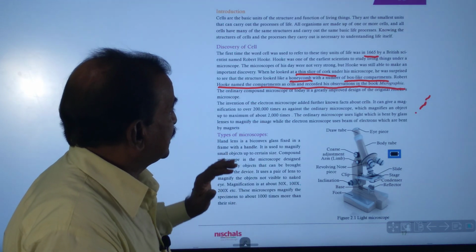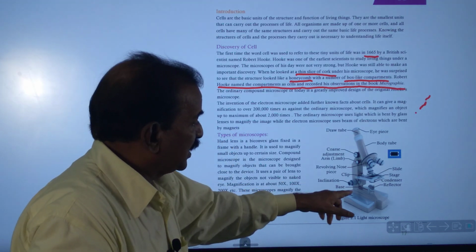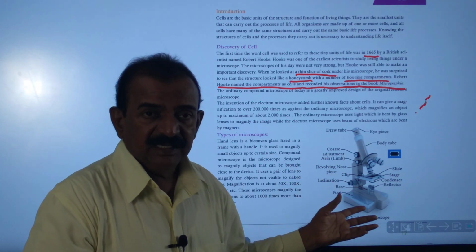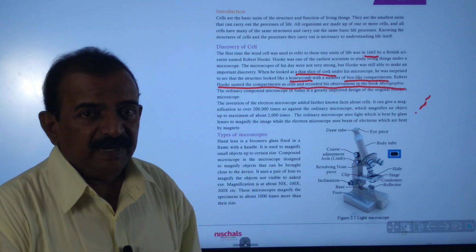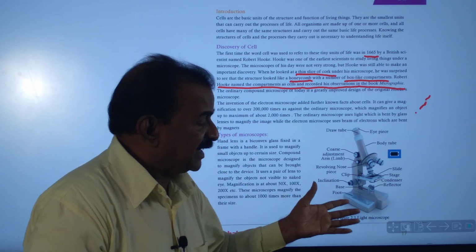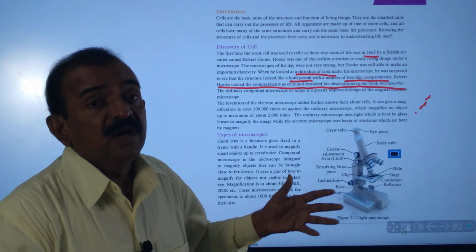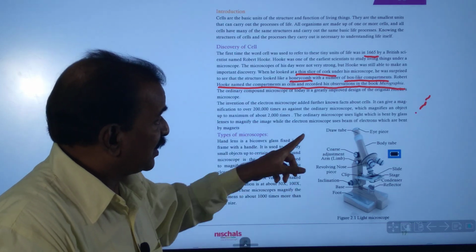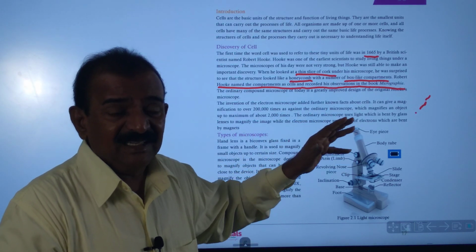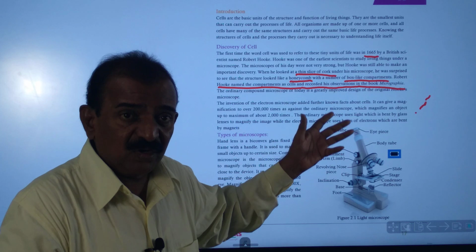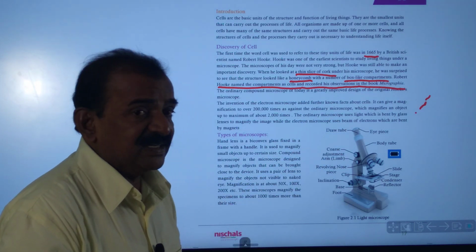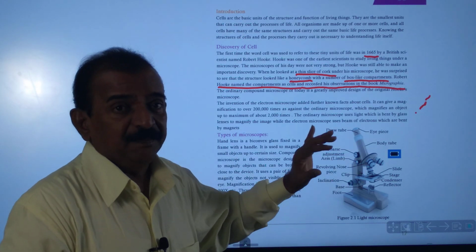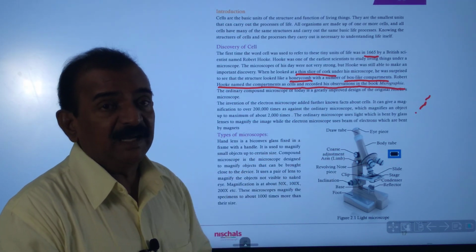Now we need to understand the microscope. A microscope is a scientific instrument useful for observing minute organisms and also cells. Robert Hooke observed cells, but that was not a developed microscope. Here you are observing a compound microscope, which is a modified version of the microscope used by Robert Hooke.